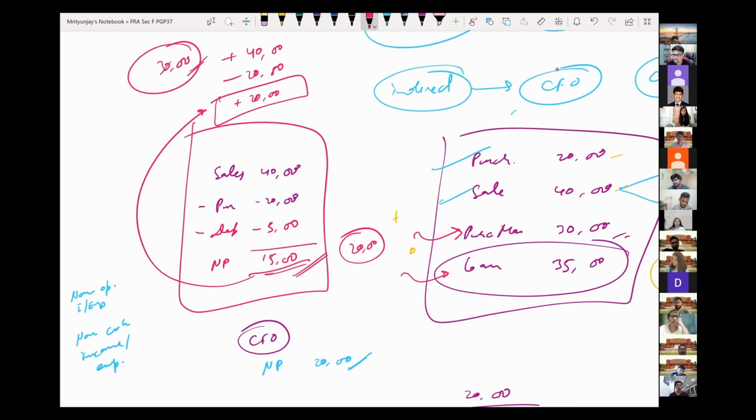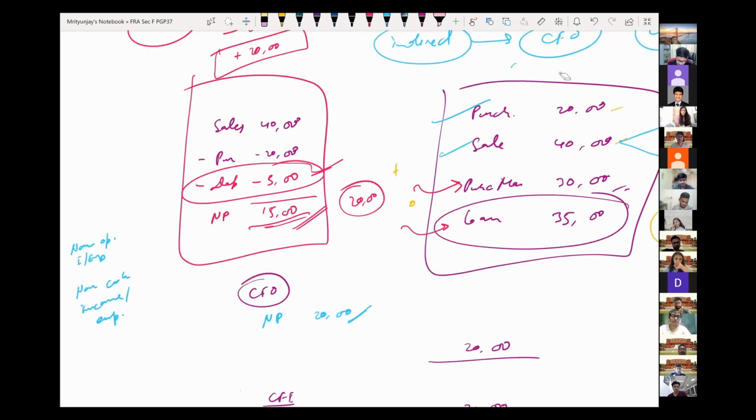So can I find out the cash impact? Yes, I can. What can I do for that? I will write net profit and I will reverse the impact of the non-cash expense. So this 5 lakh that we subtracted earlier, we will add back now, and this number will come. We will get this number. Did you understand this? That's all we are going to do right now.